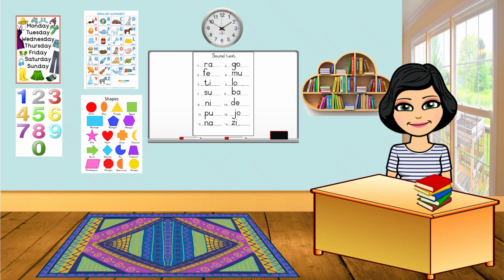Well done. We are now going to check that you wrote all the sounds correctly. Next to number 1, I wanted you to write the sound R. The R and the A together says R. If you got that right, give yourself a tick.